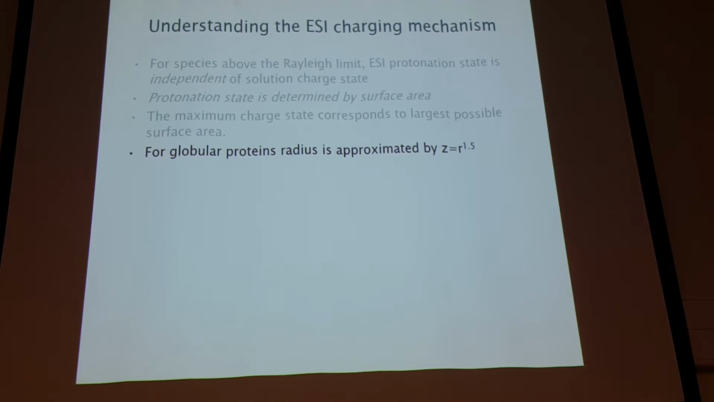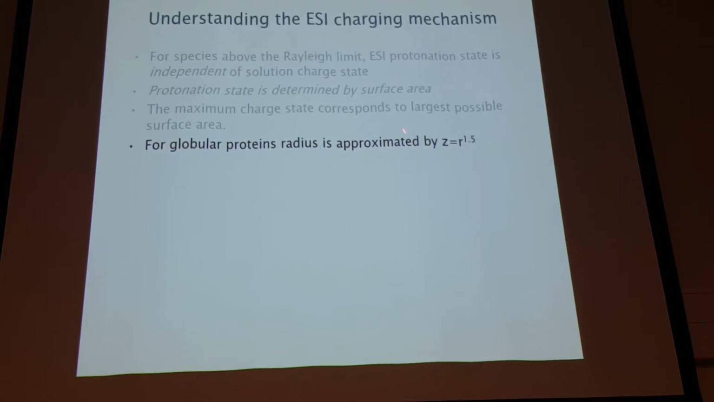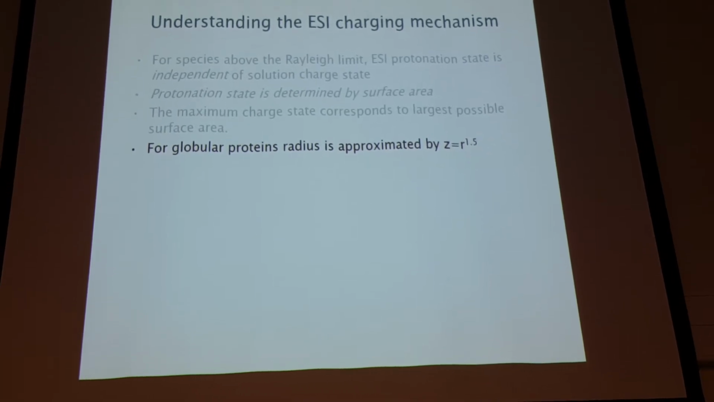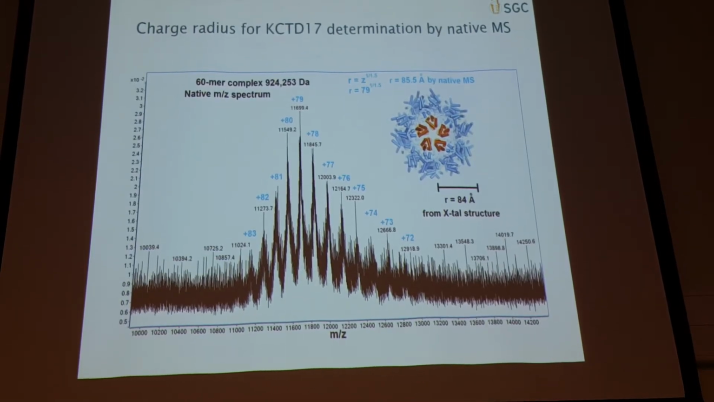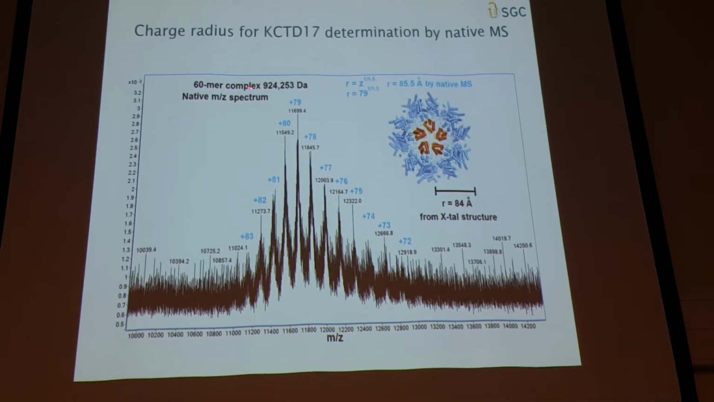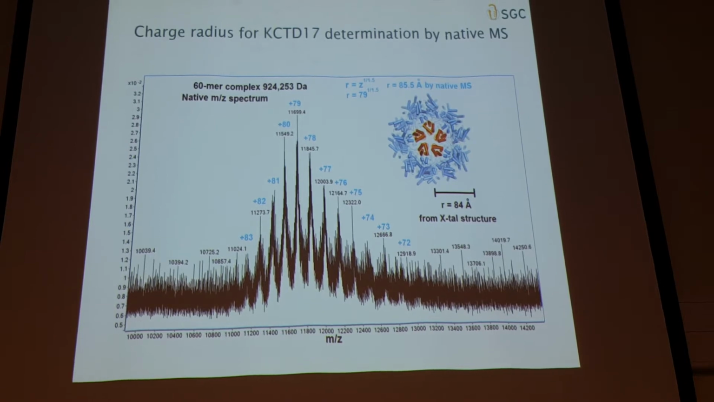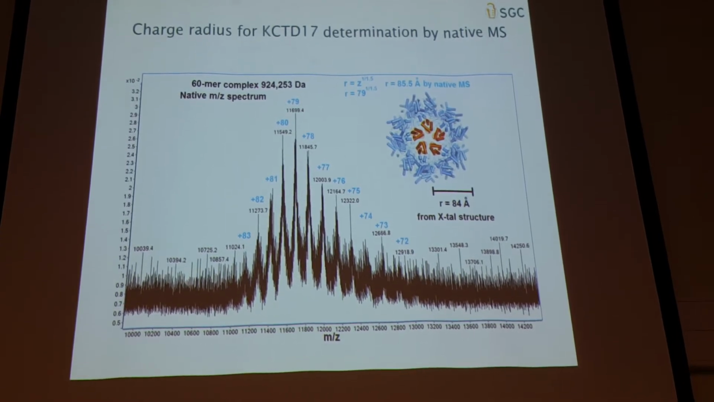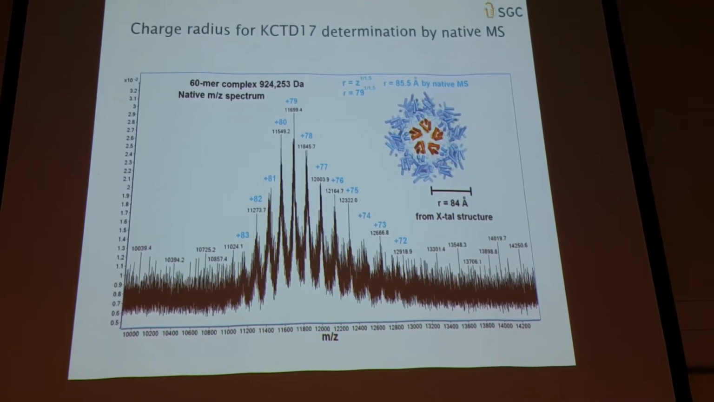For globular proteins, you can approximate the radius. From the Grandori lab, they generated this relationship, and we've tested this, and this works. This is a protein from the SGC. This is KCTD17. It forms, quite unusually, a 60-mer complex, which is effectively a Buckminster fullerene. It forms a perfect hollow sphere.